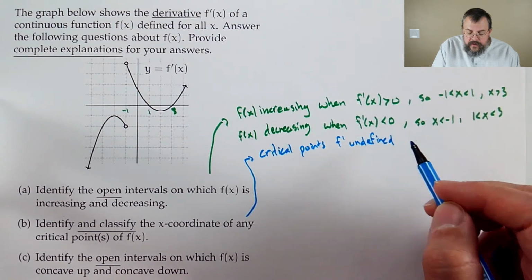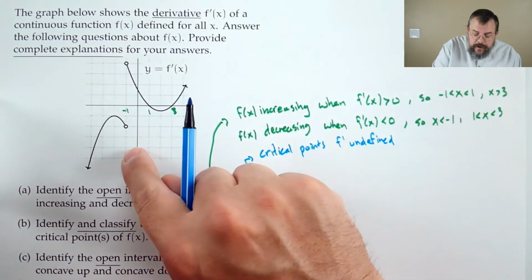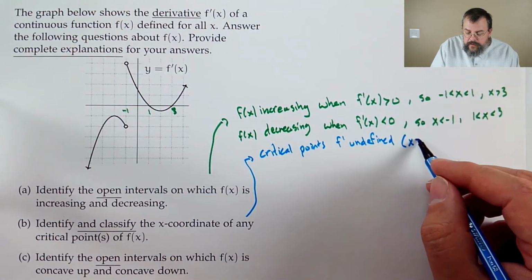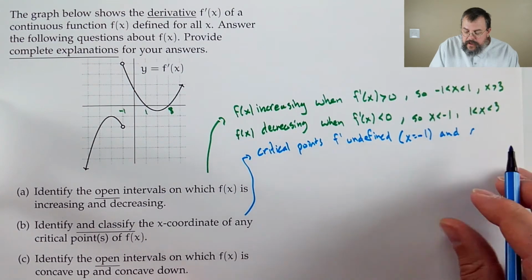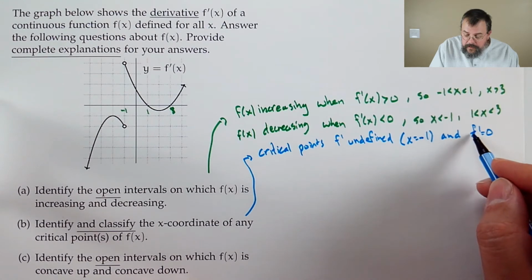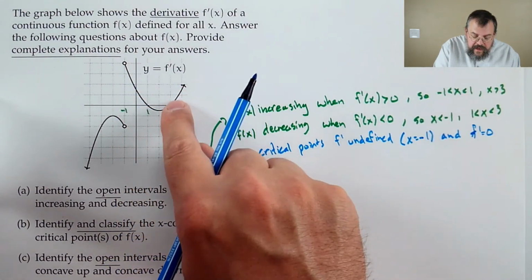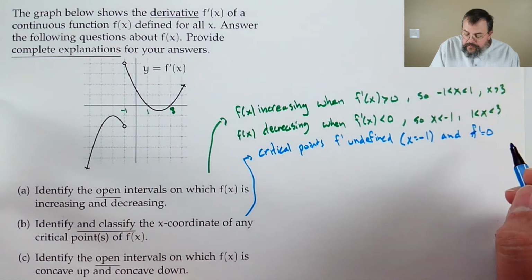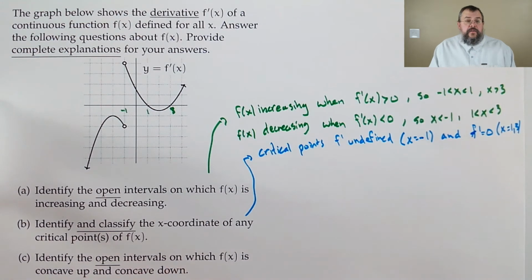Now, do we see any place where our derivative is undefined? Well, here, there's definitely a problem. So that's at x equals -1. Does the derivative ever equal 0? Well, I can see any place where I cross the axis here, so at x equals 1 and 3. All right, so there we go. We've now found our critical points. There's 3 of them. But now we have to classify.